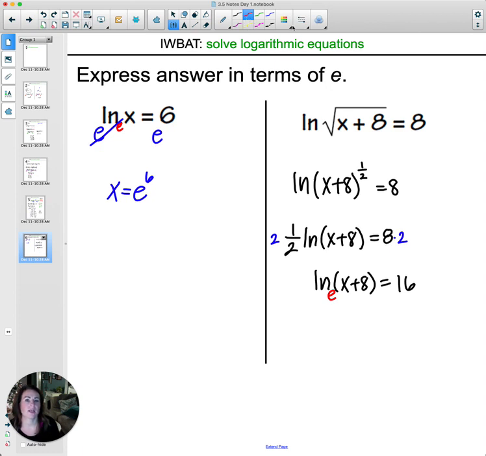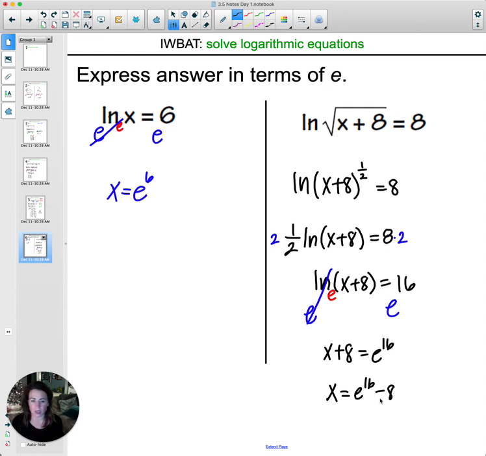Again, remember that that has a base e there. So then you can exponentiate both sides, pushing that into the exponent so that that will cancel. And you end up with x plus 8 equals e to the 16th power. Subtract 8 from both sides. So you have e to the 16th minus 8. You can put that in your calculator and get a decimal. I just don't feel like it. So we just have e to the 16th minus 8 as our final answer.